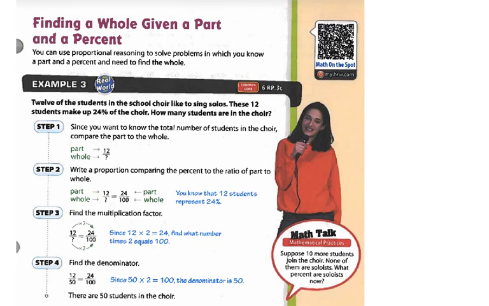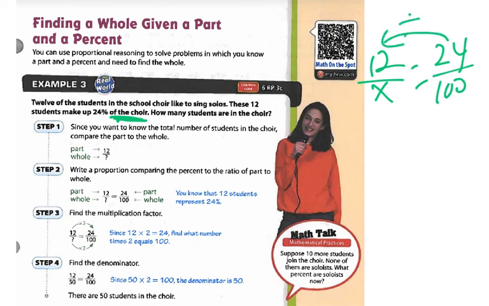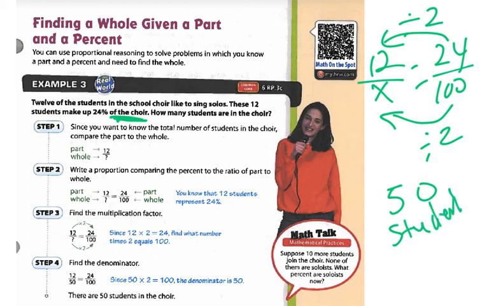Again, here they're showing you how to find a whole given a part. So 12 of the students in the school choir like to sing solos. These 12 students make up 24% of the choir. So I'm looking to solve for the choir. They want to know how many students are in the choir. So my of here is the whole. Okay, so I don't know my whole. I know that my part is 12, and that makes up 24% out of 100. Well, to get from 24 to 12, you're going to have to divide by 2, right? So to get from 100 to the whole, you would have to divide by 2. 100 divided by 2 is 50. So it is going to be 50 students in the choir. Okay.